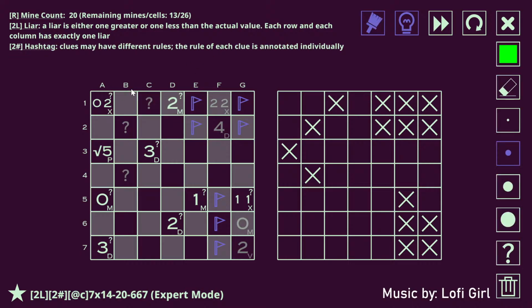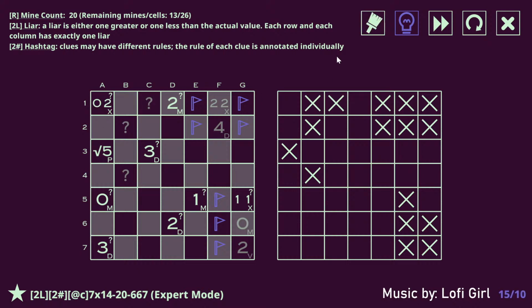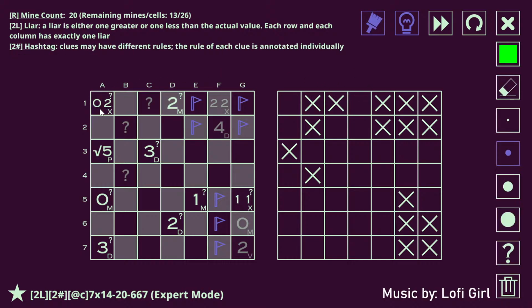Actually, if this is a liar, then this must be telling the truth, but that's not possible because it's not a mine. So this can't be a liar. So one of these two are liars, and one of these three are liars, I guess. But I don't think we know.